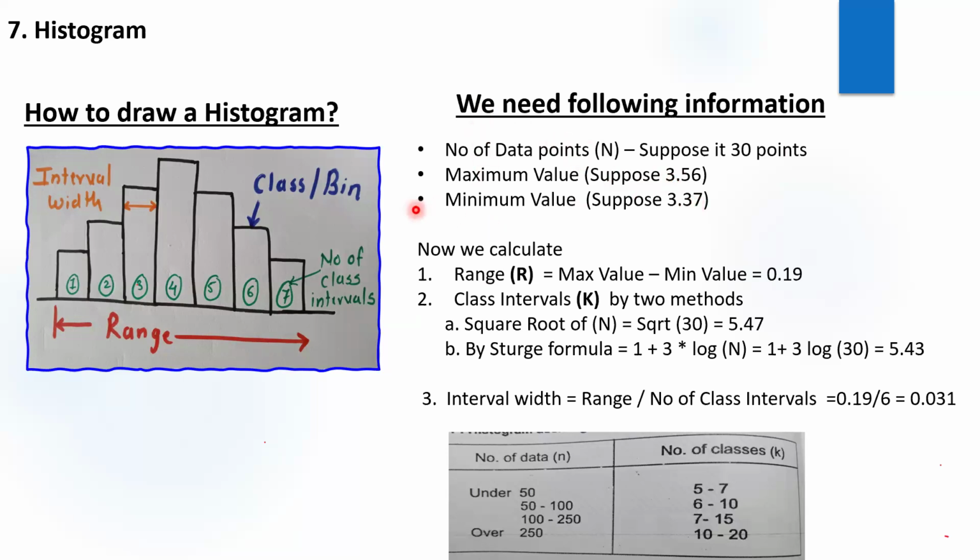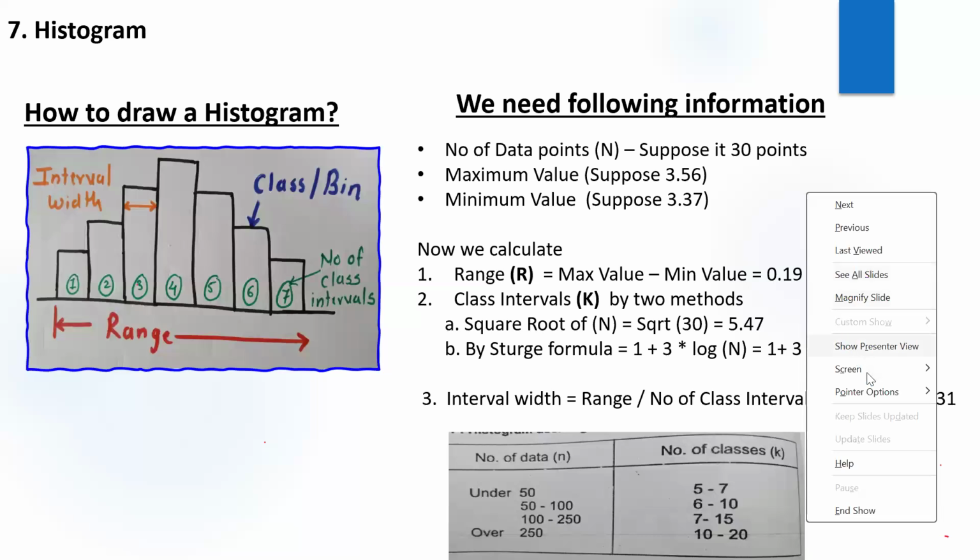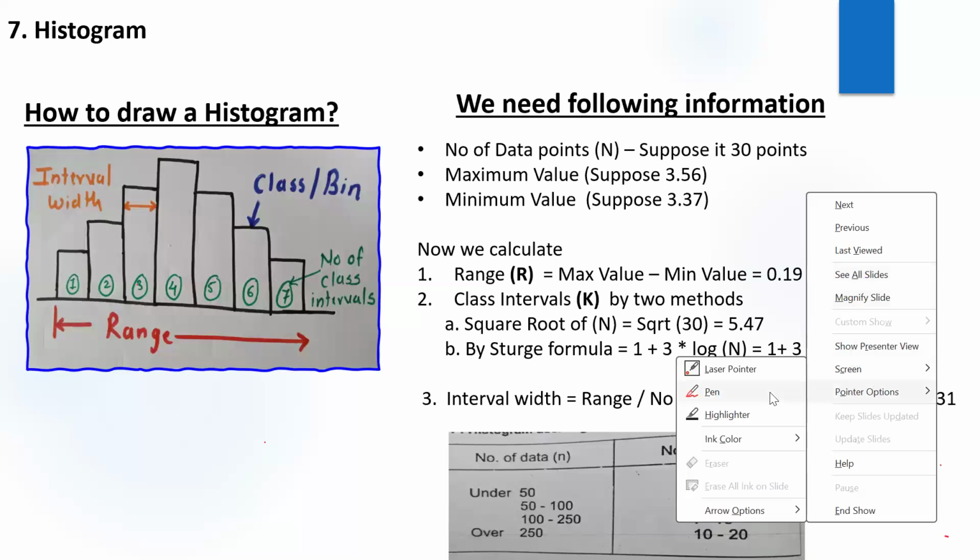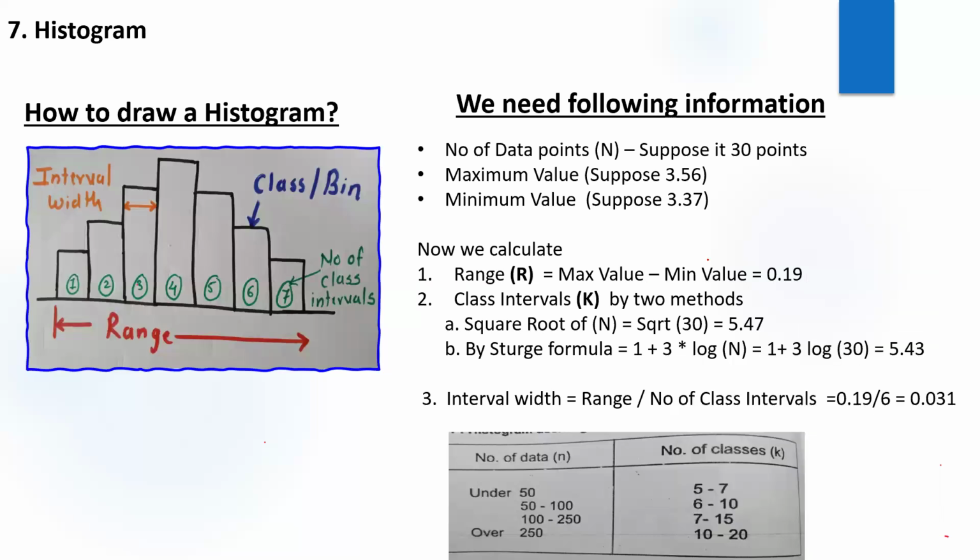Now, before drawing the histogram, we need to calculate something. Firstly, we need to calculate the range. What is range? Maximum minus minimum. The maximum value is 3.56 minus the minimum 3.37. So the range is 0.31. Okay. Is the range clear, yes or no? Yes, sir.